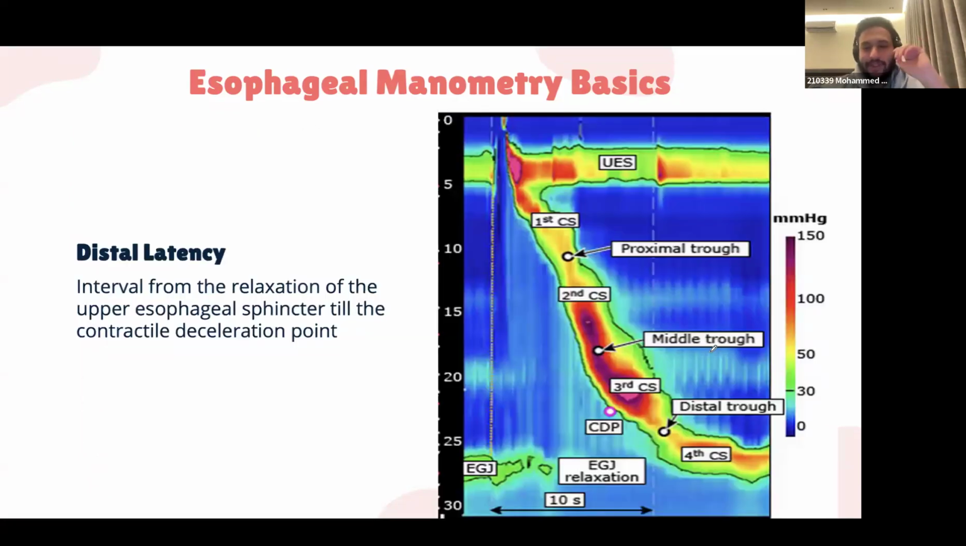Last term that we're going to do before we go into the pathologies and so on is a distal latency. The distal latency is basically we start from the relaxation of the upper esophageal sphincter to this, which is the contractile deceleration point. It's when the contractions start to slow down a bit, okay, because after this, it's just going to push the food downwards. So this difference over here is important only for one thing, which is if the patient has esophageal spasm, this will be less. That's it. Okay.